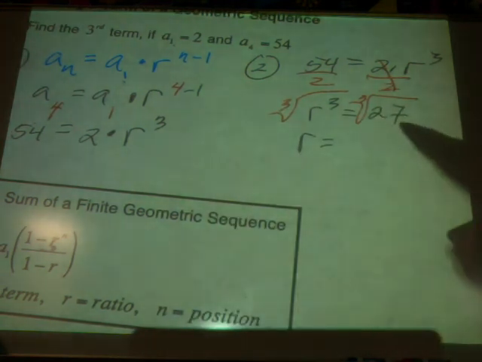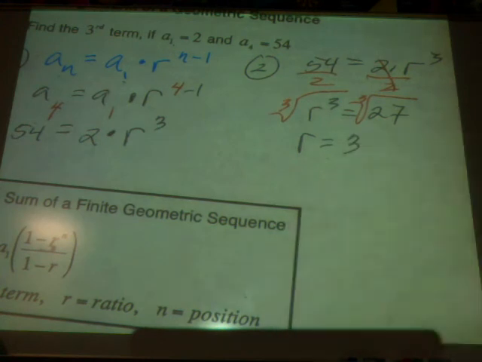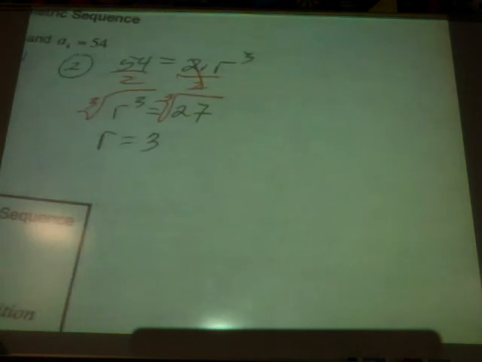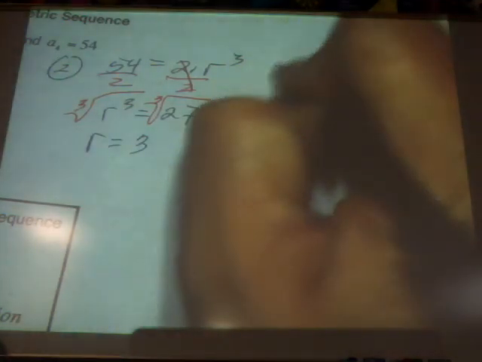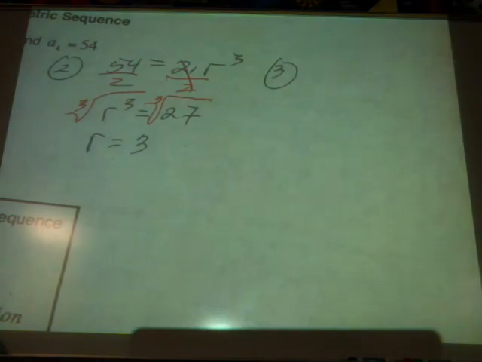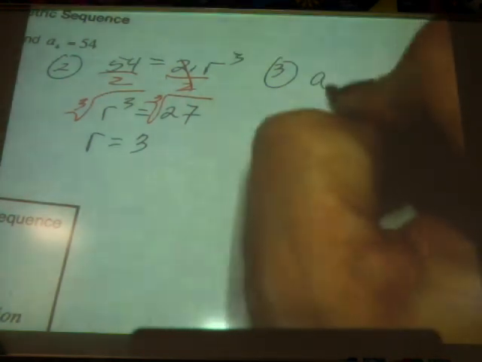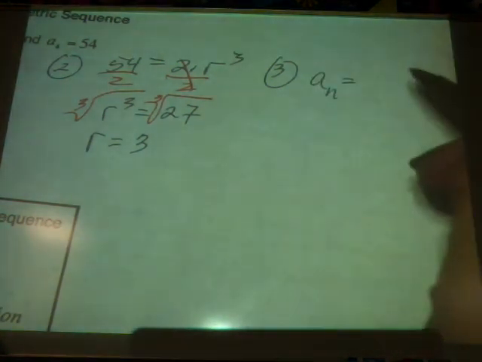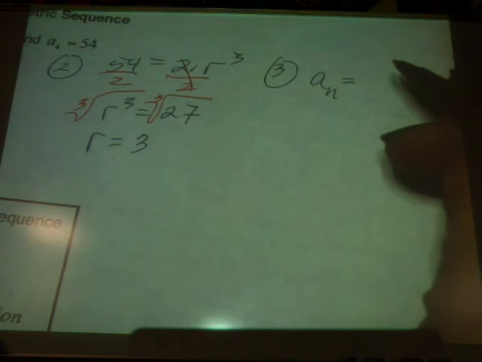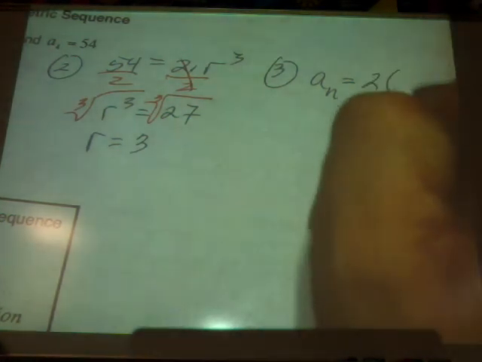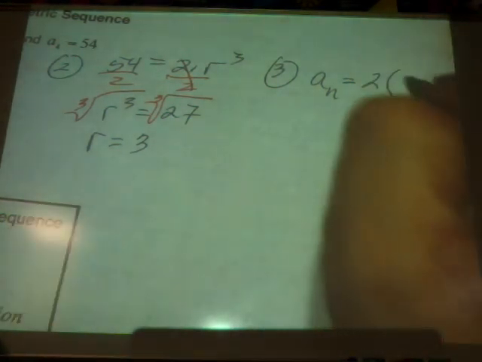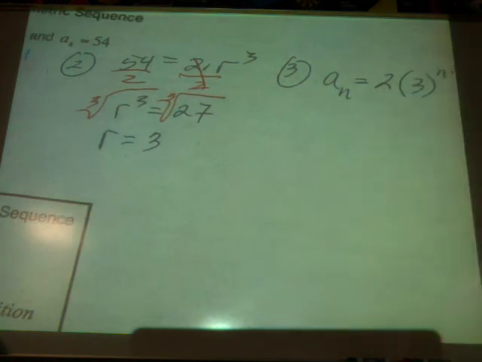What number times itself gives you 27 three times? 3, right? So now I know r, and now I know a sub 1. So step 3, I can write my a sub n formula. So a sub n is equal to my a sub 1, which is 2. I'm going to use parentheses. My r is 3 to the n minus 1.